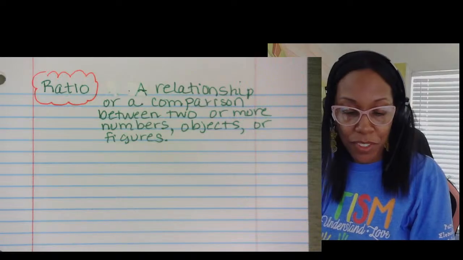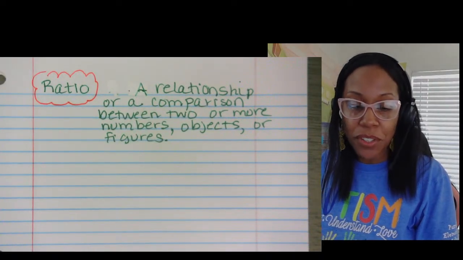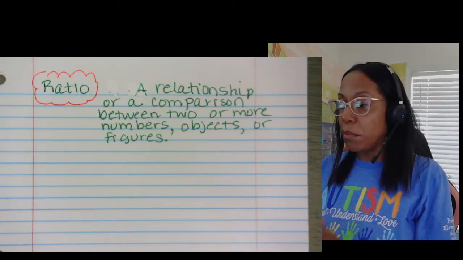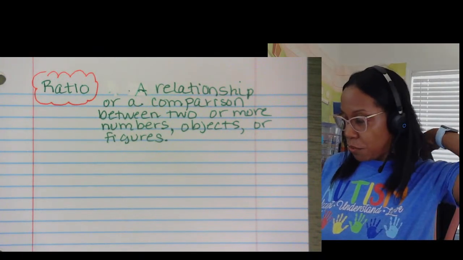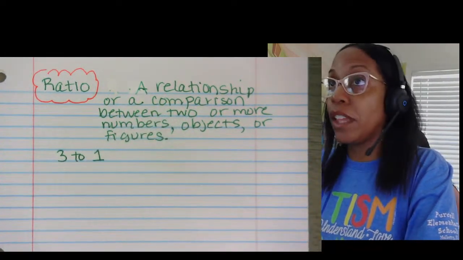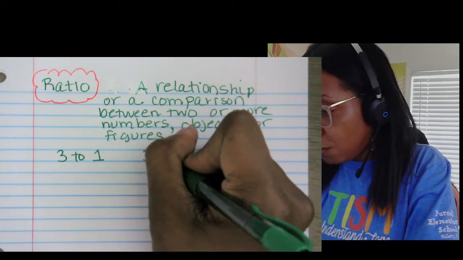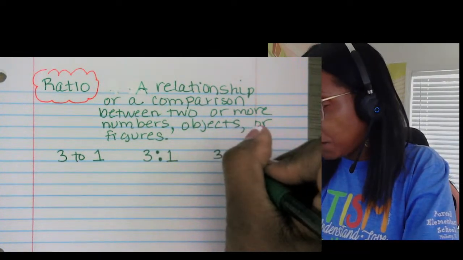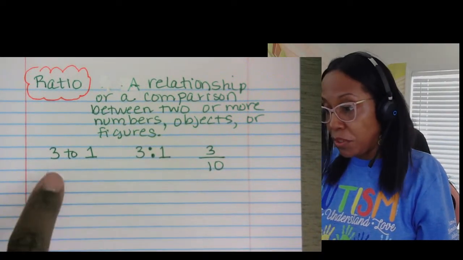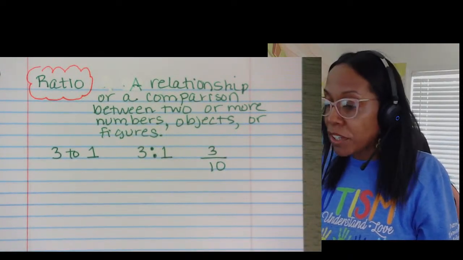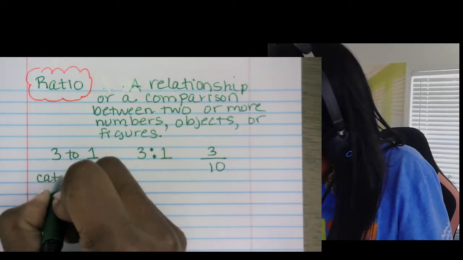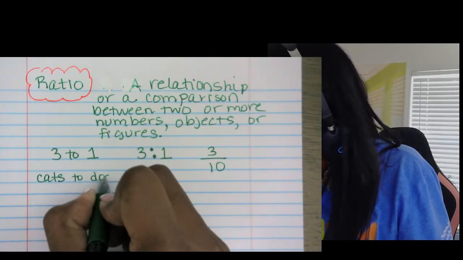All right. So for instance, you could say something like there were 3 cats for every 1 dog. Okay, so it's a ratio. You're comparing one thing to another. Ratios can be written in several ways. You can say 3 to 1, or you can write 3:1, or you can write it as a fraction, 3/1. It's just comparing two or more numbers or objects, so it could be cats to dogs, and so on.